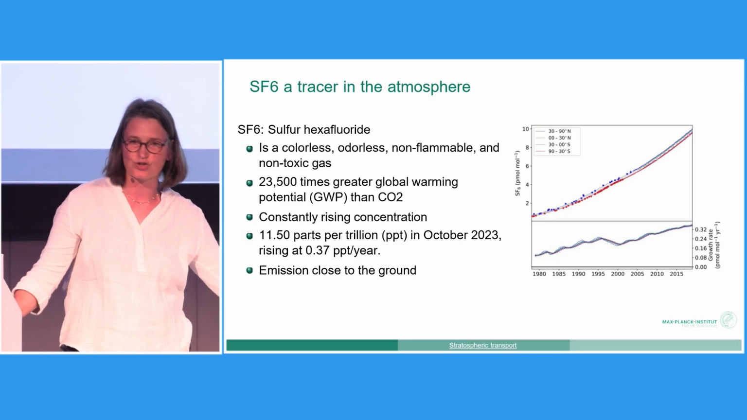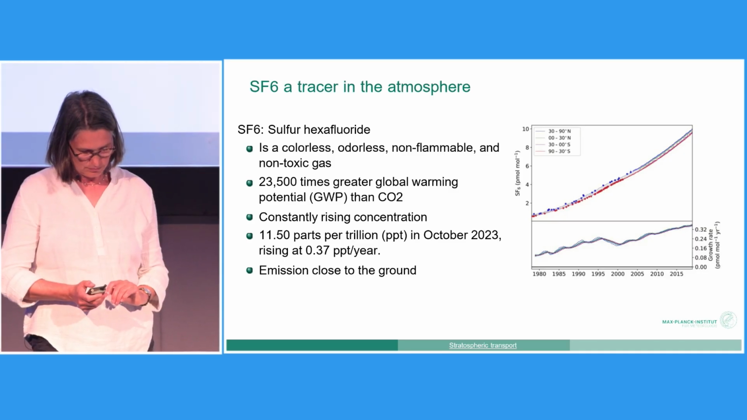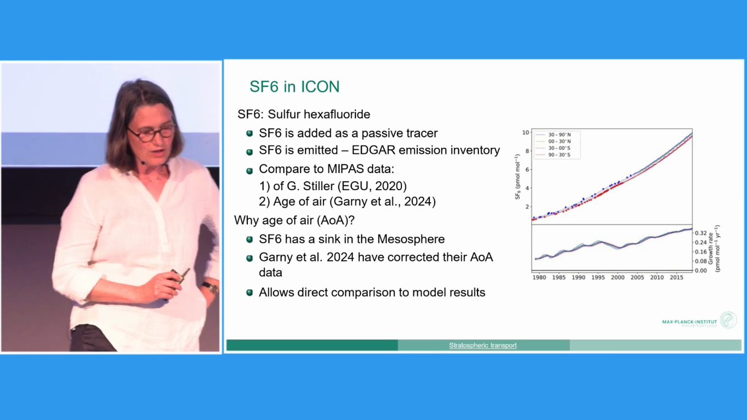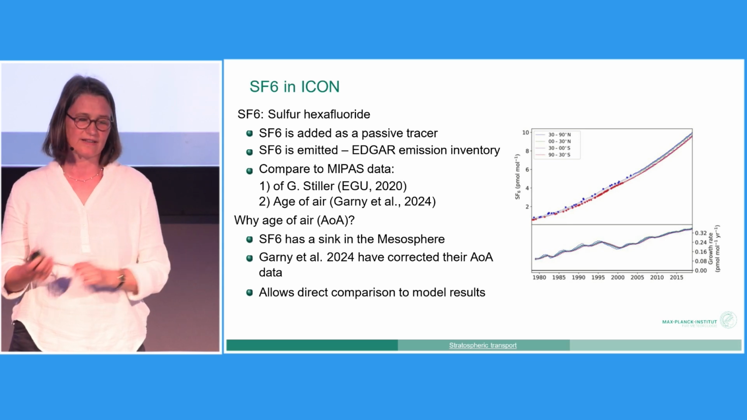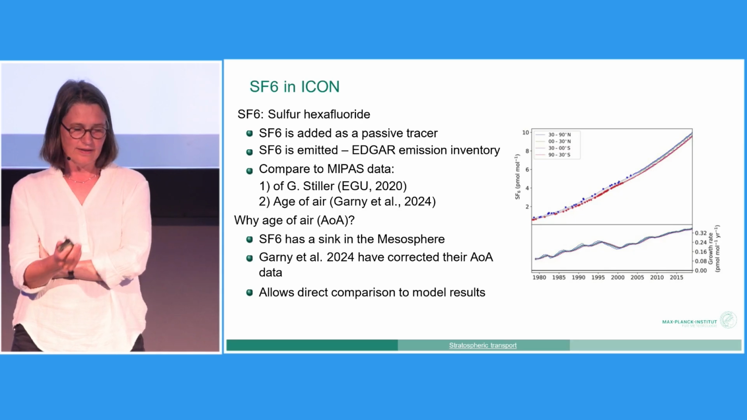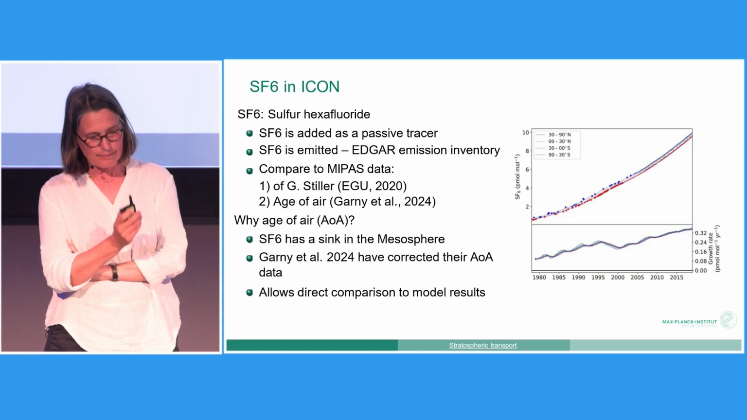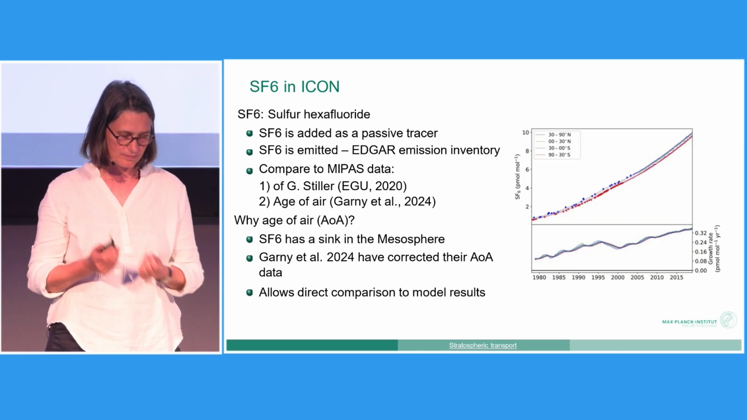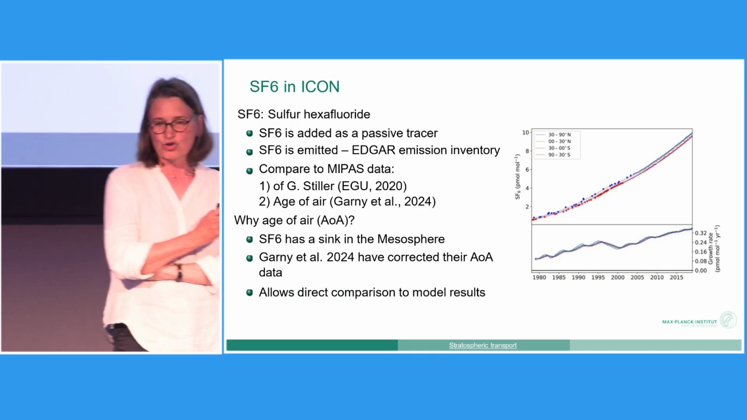and it has emissions close to the ground. As it is an almost passive tracer, we introduce the emissions close to the ground. We use the EDGAR emissions inventory. There are also a lot of data available. It's measured by MIPAS satellite data, for example by Gabi Stiller, and out of this the age of air is also calculated. I also use data of Helga Ani here to show the age of air.